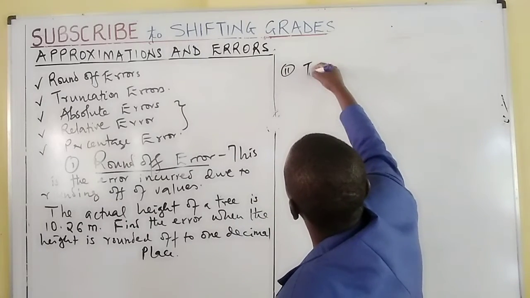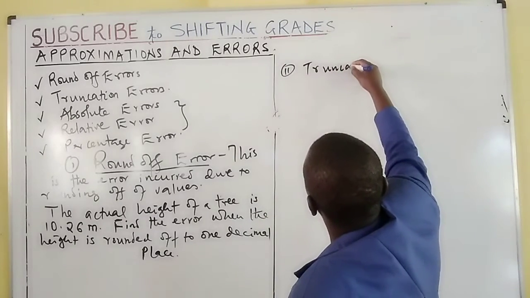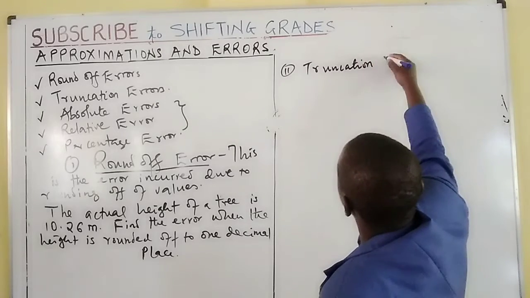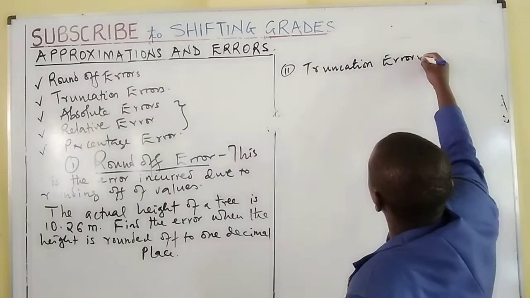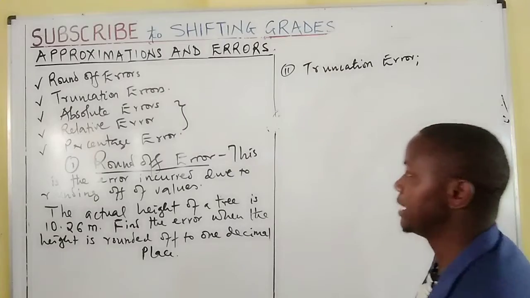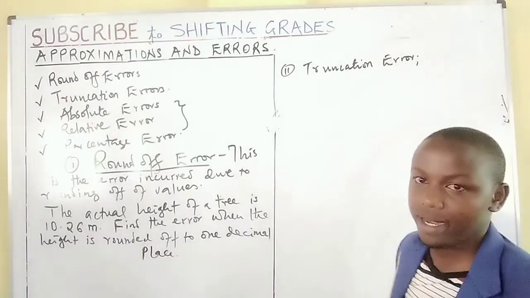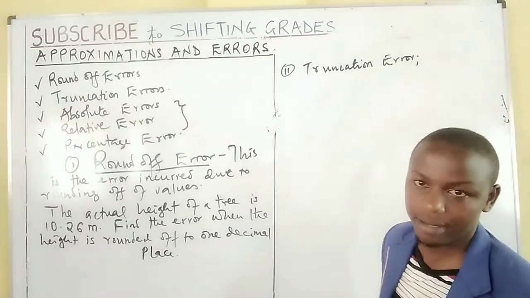Truncation error. Truncation error is the error incurred when a value is truncated.